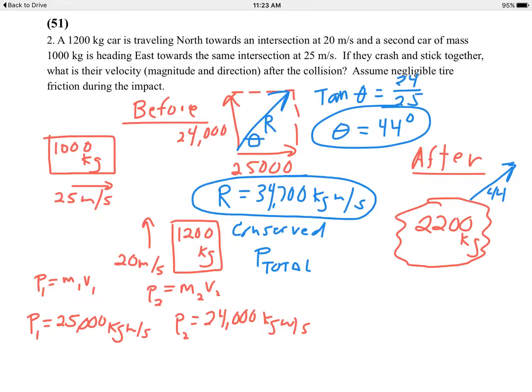44 degrees. They actually apply this law to actual crash investigation, forensic science. If somebody got killed, they have all kinds of things they look at, skid marks. I guess now in cars they have little black boxes, so to speak, like on airplanes.